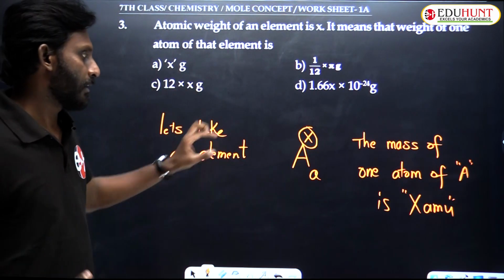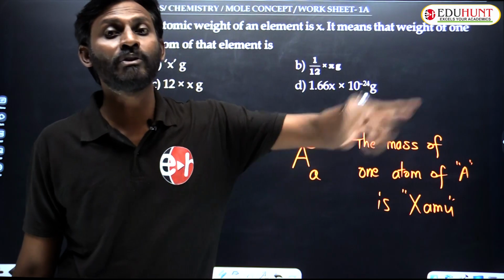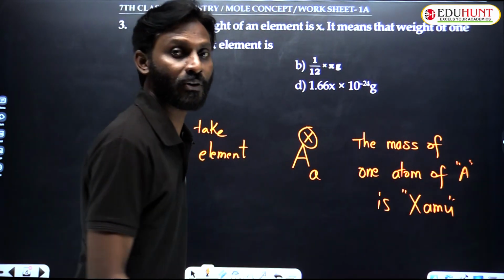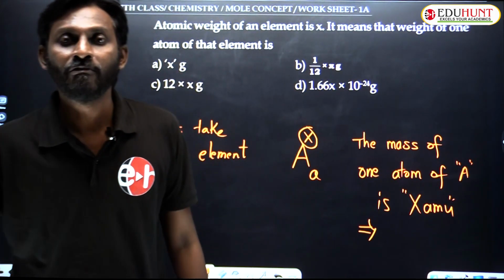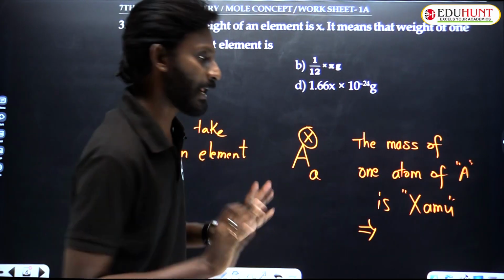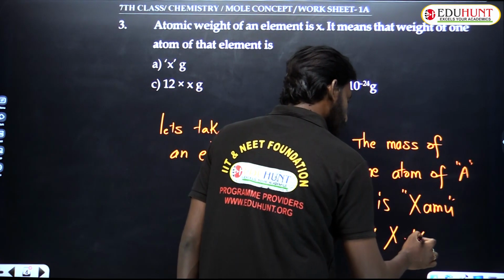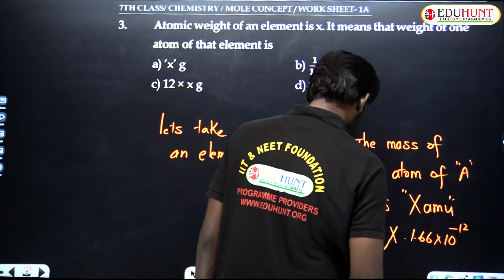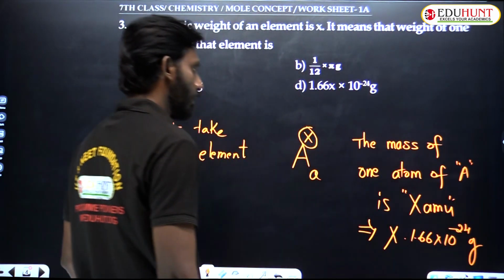This is the mass of one atom, and I told you already that you can express the mass of one atom in grams also. How? 1 AMU is equal to 1.66 into 10 to the power of minus 24 grams. So it will be X into 1.66 into 10 to the power of minus 24 grams. That will be the answer.